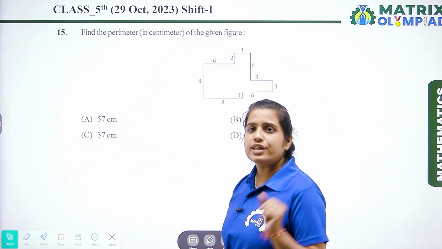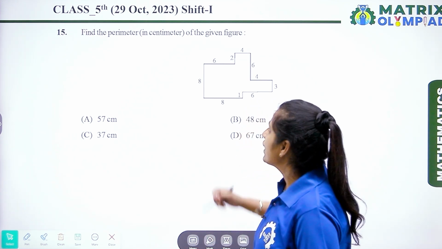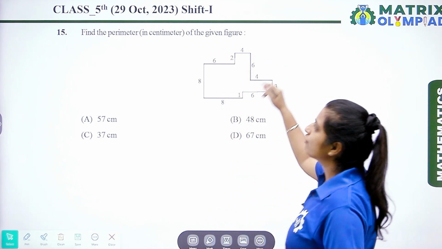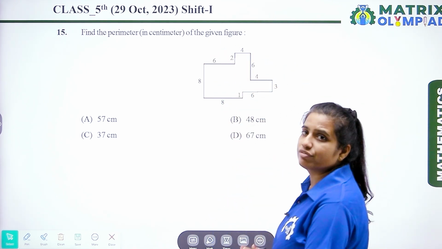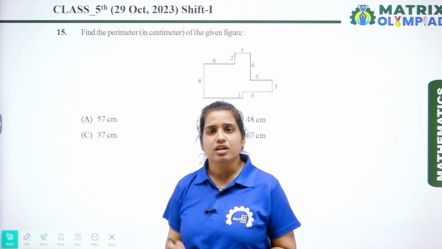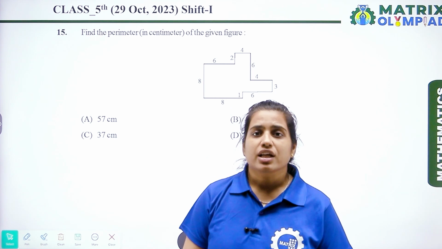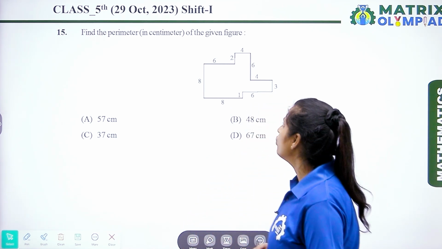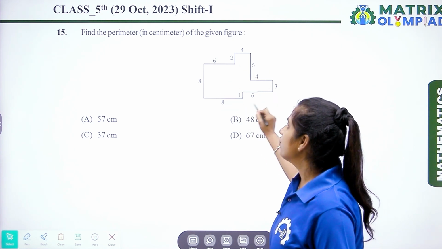Now the next question is question number 15. Find the perimeter in centimeter of the given figure. We have to find out the perimeter of this irregular figure. So we know what is perimeter? Perimeter of an irregular figure is the sum of all its sides. So we are going to add all of them.